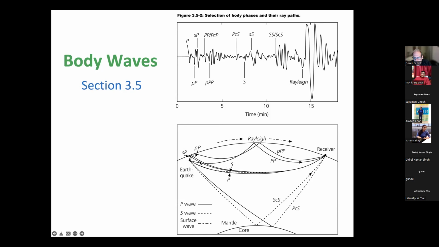And little p, big P goes up as a P wave, bounces once, and then bounces again as a P wave. The SCS travels as an S wave to the core mantle boundary. When it bounces off the core, it gets a designation of little c, and then it bounces up as an S wave.